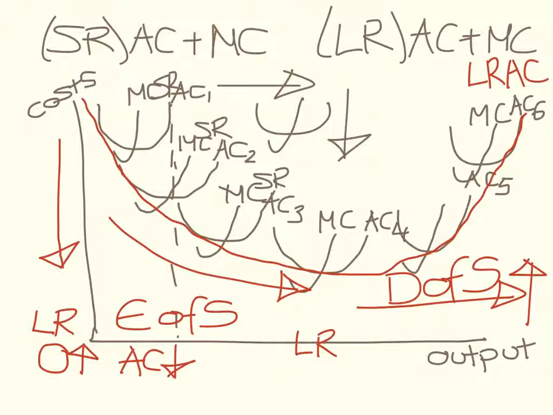Diseconomies of scale occur in the long run as well: as output increases, average costs increase. You can see it going past that point there. Productive efficiency, just like in the short run, in the long run is where the long run average cost curve is at its lowest point.